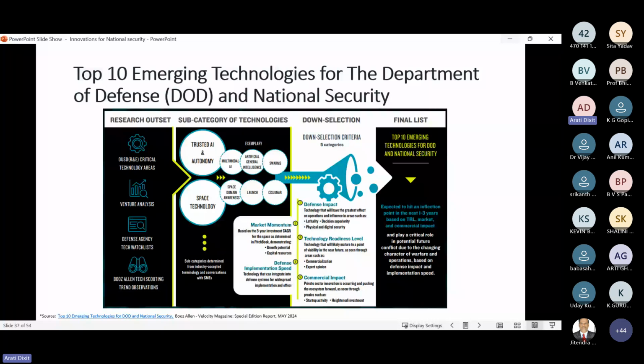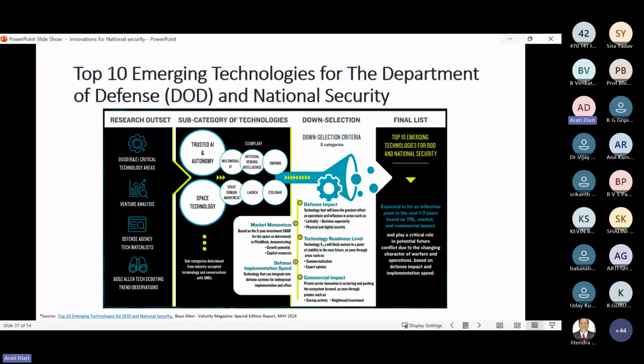I like their method of filtering out the emerging technological fields and the subcategories. They had a bunch of them, and they filtered out the top 10 emerging using different constraints like market momentum, defense implementation speed, defense impact, technology readiness level, and commercial impact.